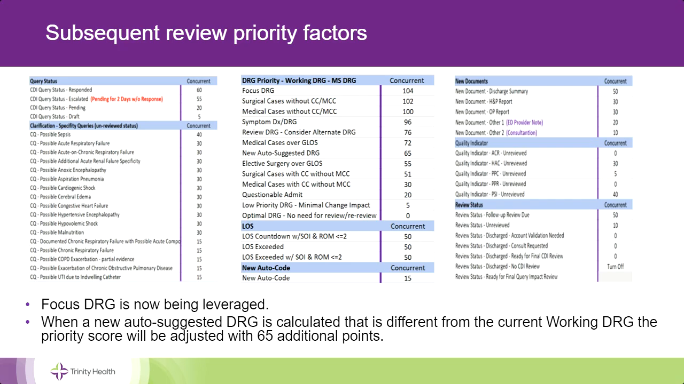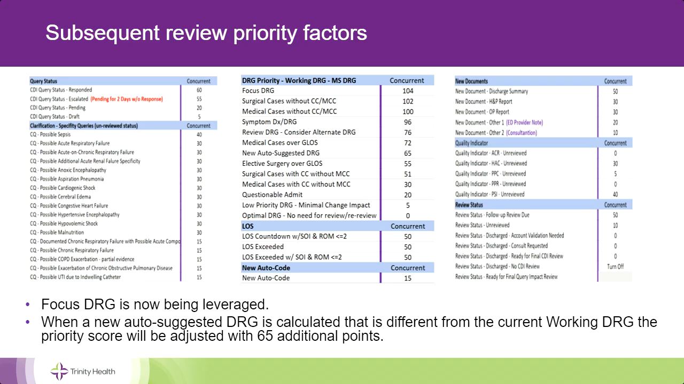But another priority factor that's been really helpful is the one titled New Auto-Suggested DRG. That's where a new DRG calculated by the system is different from the CDS's working DRG, and it's going to add 65 points to the case. We feel this is important for the CDSs to have surfaced to them because there might be a reason the system is suggesting a new auto-suggested DRG, and maybe we need to take a second look at it from a CDI perspective. There might be a documentation or query opportunity.